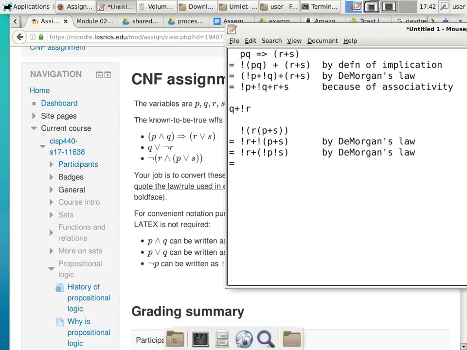Distribution is interesting in Boolean algebra because it works in both directions. In arithmetic, it doesn't work like this, but in Boolean algebra, it does. So in this case, we can distribute it so that we end up with not R, not P, or not R, not S. That's the distributive law.